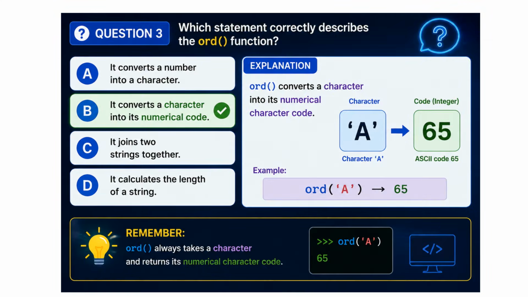Now let's look at question 3. Which statement correctly describes the ORD function? The correct answer is B. It converts a character into its numerical code.